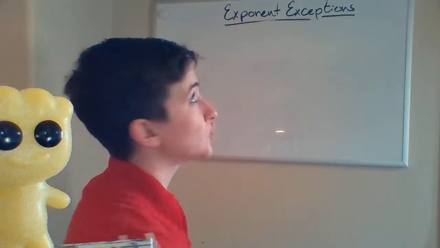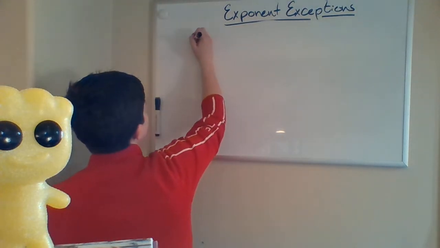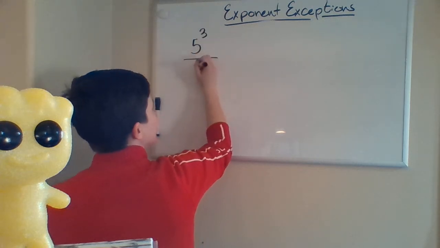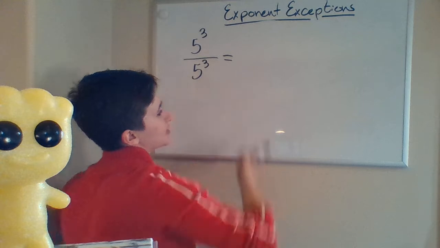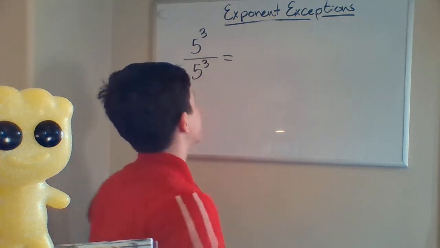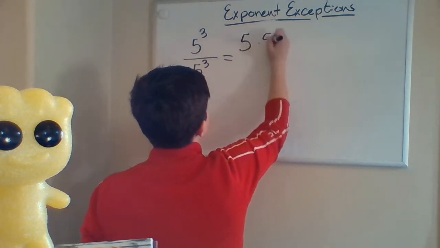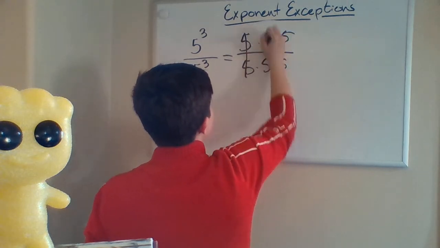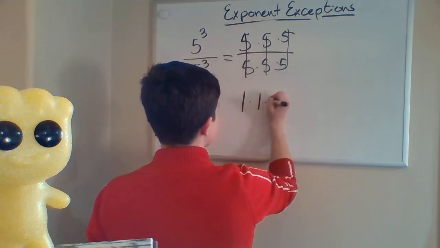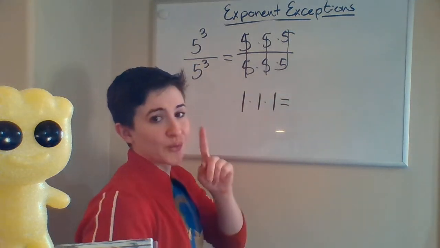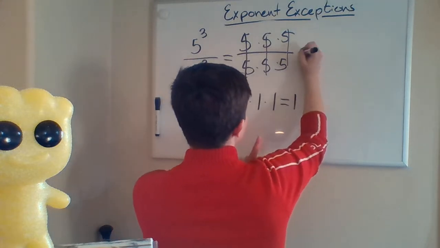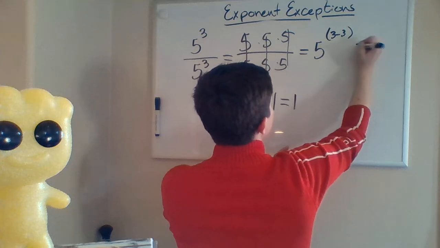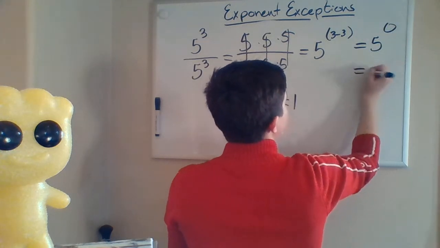Let's do 5 to the 3rd power over 5 to the 3rd power. The important thing is it has to be the same base, same power for this to work. What I have here is 5 times 5 times 5 over 5 times 5 times 5. Cancel, cancel, cancel. I'm left with 1 times 1 times 1, which equals what? 1. If I were to do this the fast way, I'd have 3 minus 3, which equals 5 to the 0th power, which just equals 1.